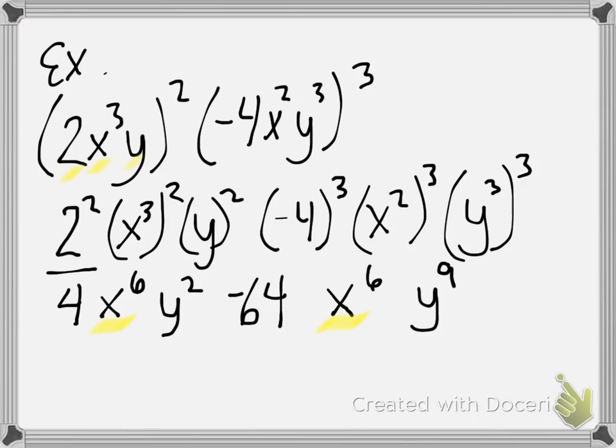Now, since all the powers are gone, I can combine my exponents with a base of x. And I know that x to the 6th times another x to the 6th, the product rule is going to be x to the 12th. And y squared times y to the 9th is going to be y to the 11th. Again, I use that product rule of adding my exponents. And I know that 4 times negative 64 is negative 256. We usually just put the whole numbers out front.